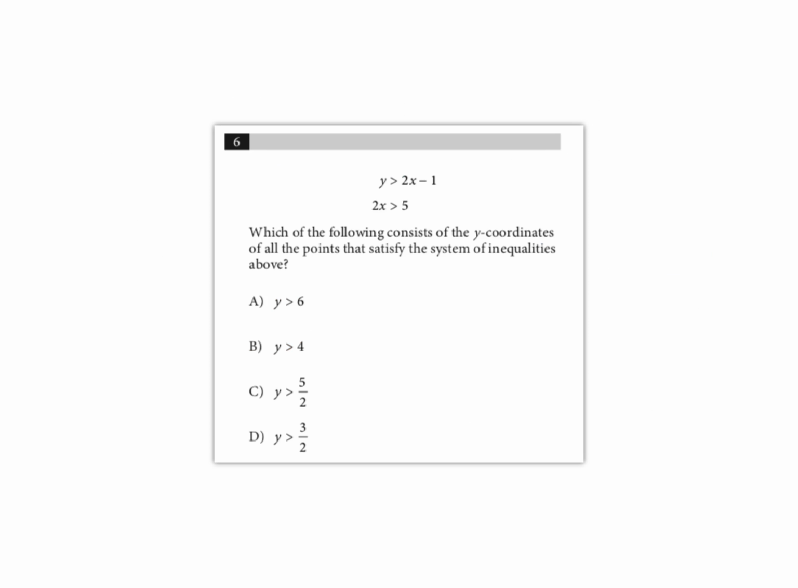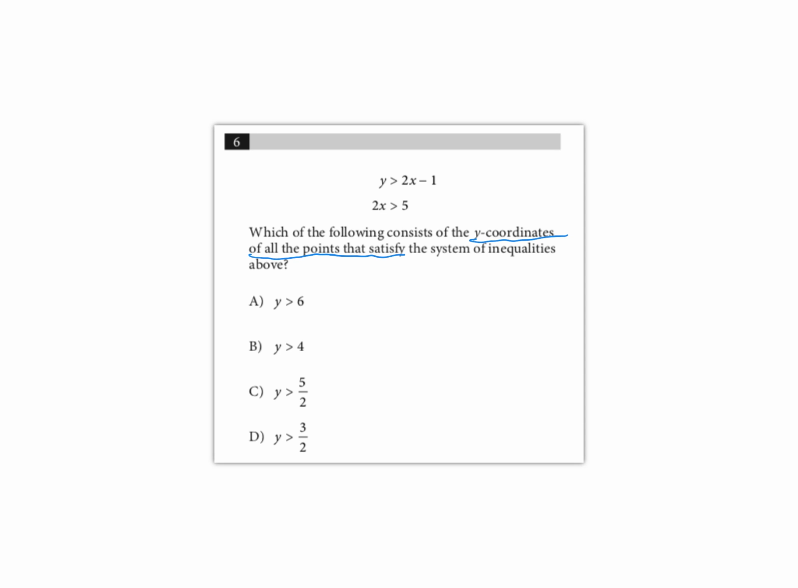Let's go ahead and read this problem. Y is greater than 2x minus 1. 2x is greater than 5. Which of the following consists of the y coordinates of all the points that satisfy the system of inequalities above? What's this problem asking us to solve for? Which of the following consists of y coordinates of all the points that satisfy the system of inequalities above?